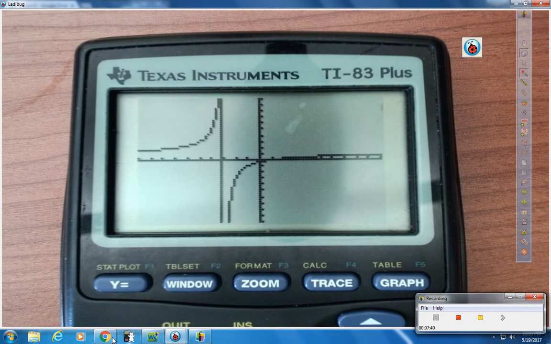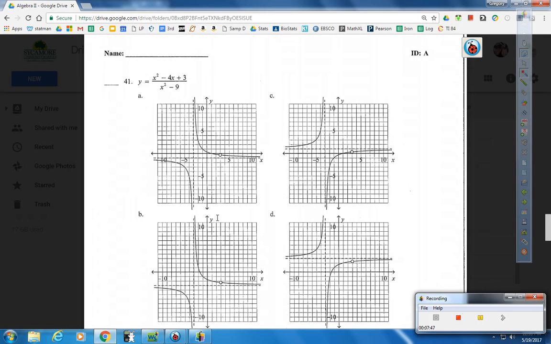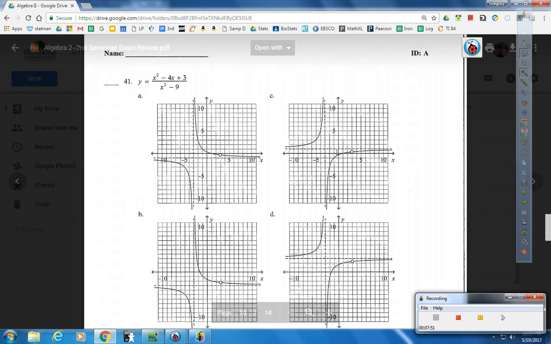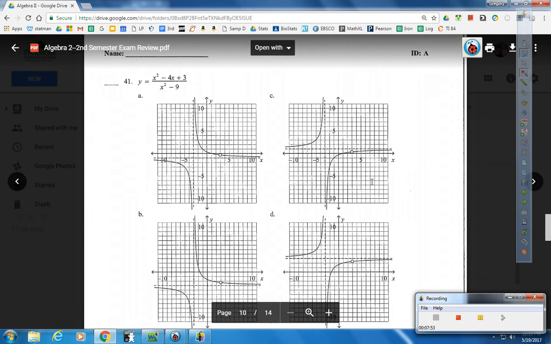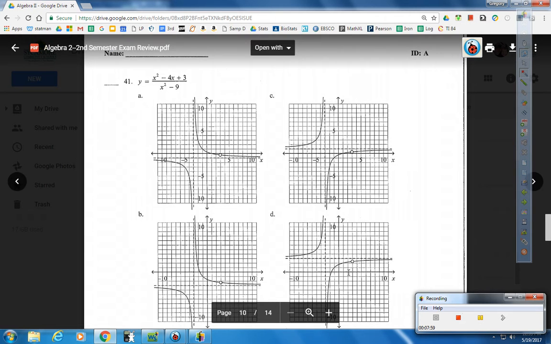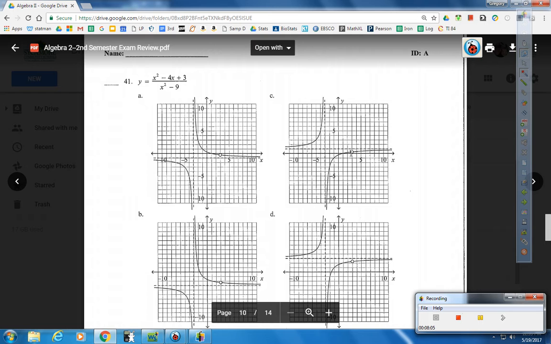Okay, so if we go back to our paper here, which one does it most resemble? It's actually not A or B, which kind of threw me for a loop. Now it's either C or D. Okay, so now we have to figure out which one it is, and it's not that hard to figure out. If we try to figure out where this hole is, okay, is it here or is it here? So is it at the point 3 and then a little over 2, or is it at the point 3 and just a little above 0?